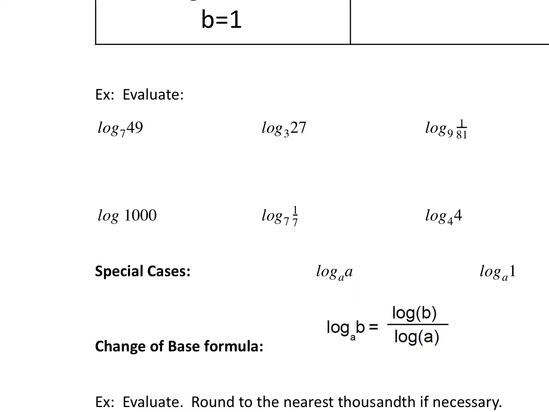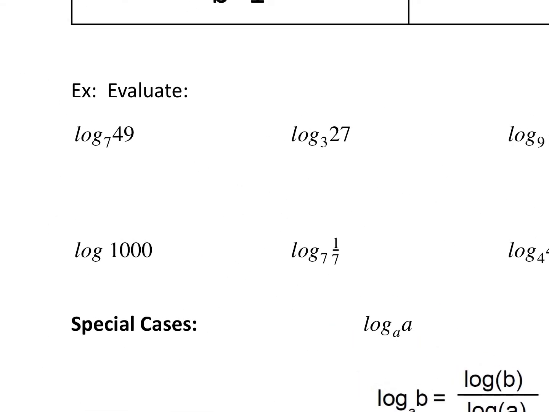So anytime I see something that looks like this, log base 7 of 49, and it wants me to evaluate it, I don't know what this equals, right? So I put it equal to a variable, I'm going to choose x. Then I can turn this into an exponential by putting 7 to the x power equals 49. Well, 7 to what power is going to be 49? 2. So x equals 2 would be my answer. Everybody with me on that? Okay.